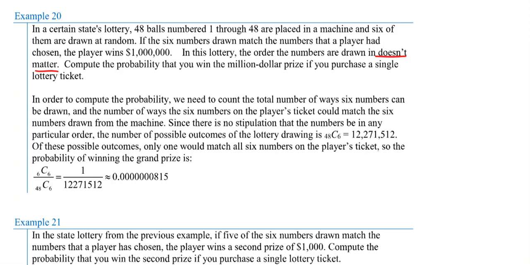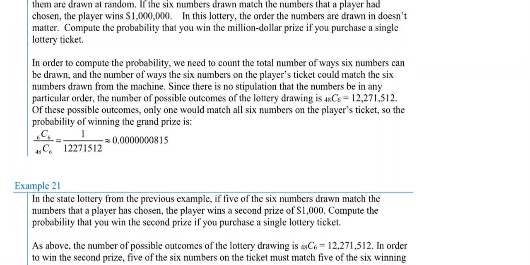So are we thinking permutations or combinations? Combinations, right? That's why we've got C's down in the bottom there in the answer. Okay, so compute the probability that you will win the $1 million prize if you purchase a single lottery ticket. All right, so now we can figure this out. This kind of just explains the same thing, but I'll explain it in my own words here. So really all we've got to do, again, is just favorable.